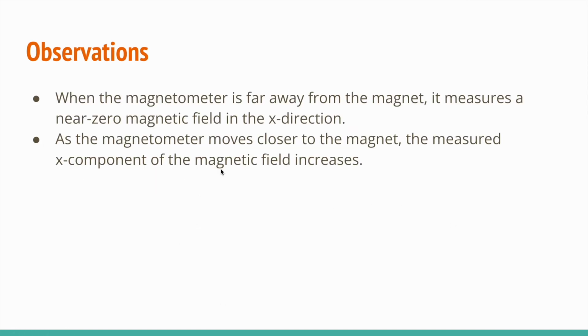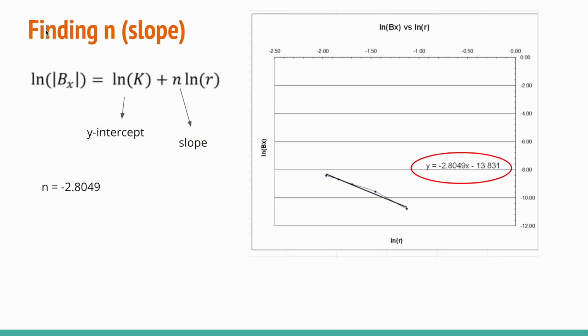Two observations I made were that when the magnetometer is far away from the magnet, it measures a near zero magnetic field in the x direction. And as the magnetometer moves closer to the magnet, the measured x component of the magnetic field increases. So in order to find n, I had to look at the graph and use Excel to find the slope of this line. n is equal to the slope, which is negative 2.8049.